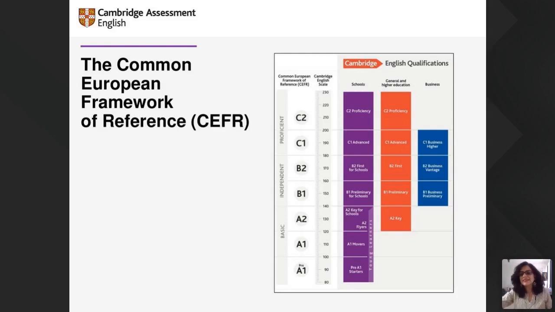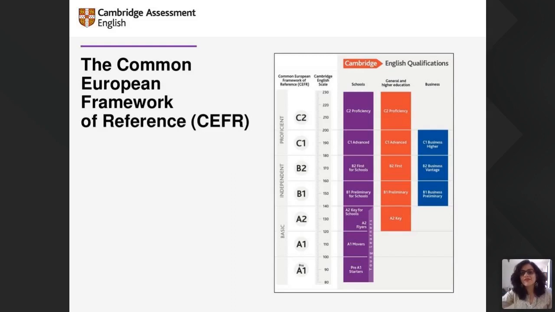Now, against these levels, we have different Cambridge exams, verticals of Cambridge exams, which are offered in schools, in the corporate sector, and for general users of the language. So, if you look at the purple vertical, these are the range of exams offered for school students. So you start right at the pre-A1 level and you go to the C2 proficient level, right?